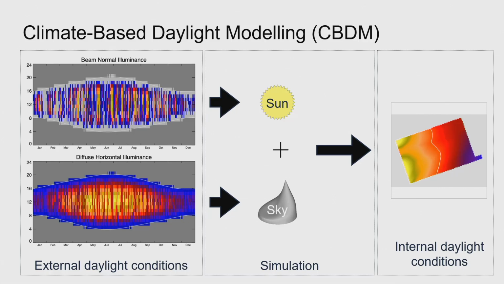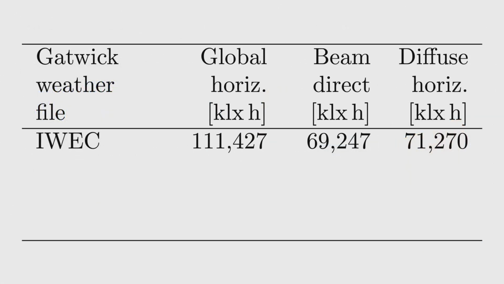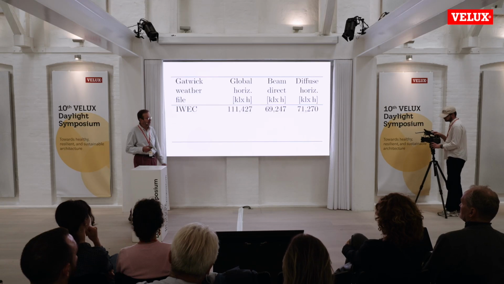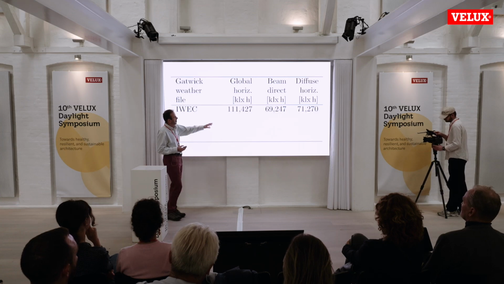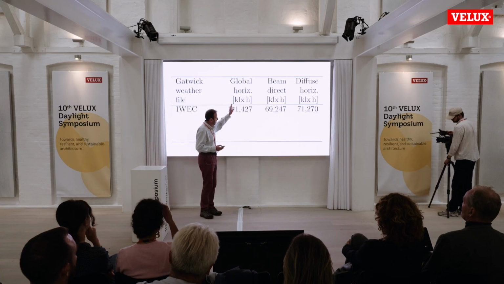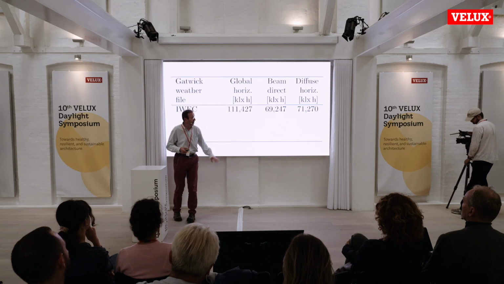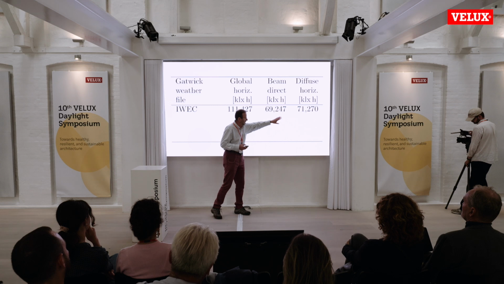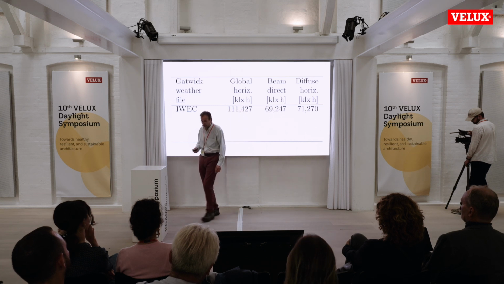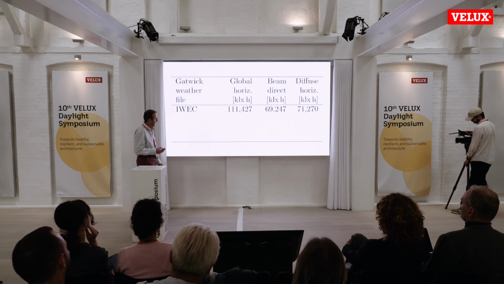Fine. We take the standardized weather files because, of course, they've been used already for decades in dynamic thermal modeling, so they must be good. The simplest single measure of a weather file is just to give an annual total of the global horizontal, beam direct, and diffuse horizontal. We're not interested in this, really. It's the sun and the sky separately. So these are the annual totals for Gatwick.